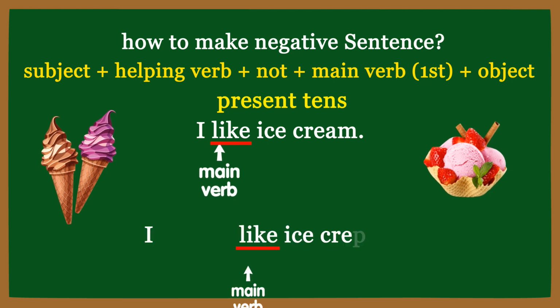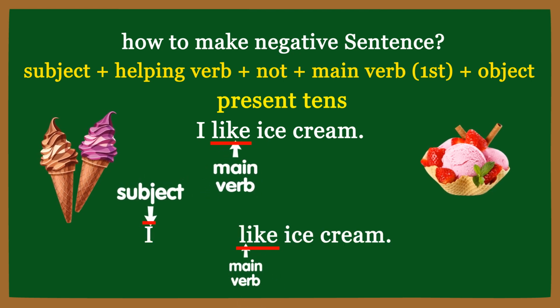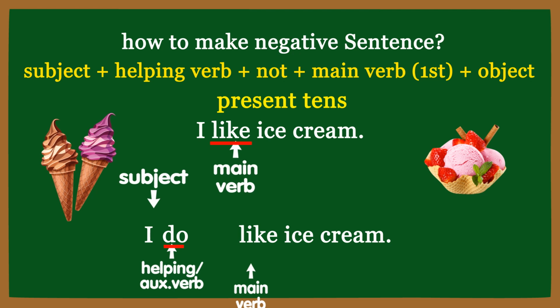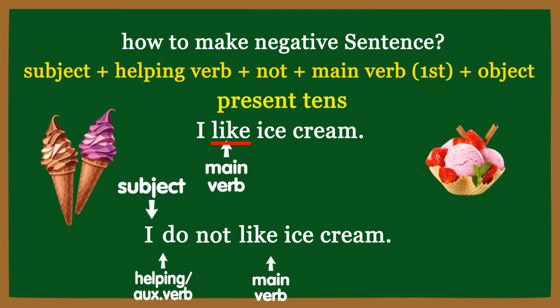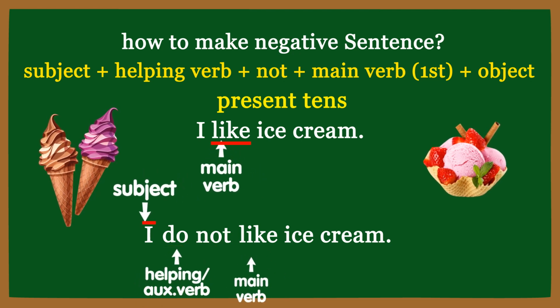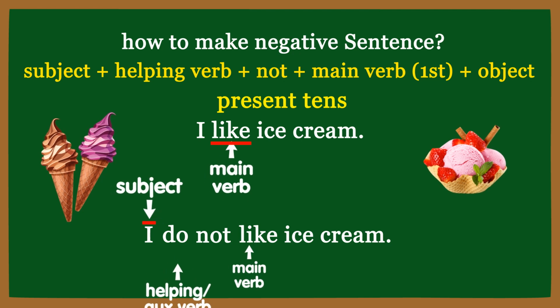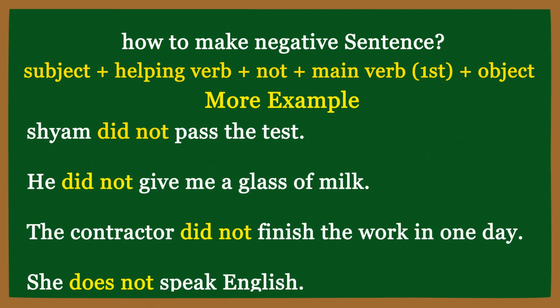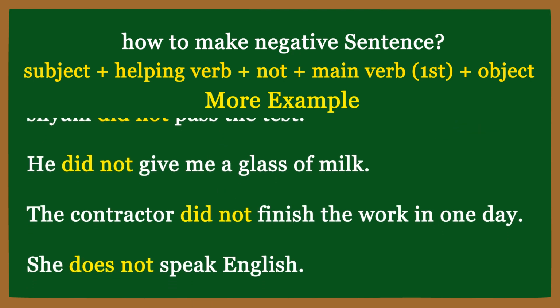So what do we do now? Well, we add the verb do as a helping verb in the sentence. Then, we put not next to it. I do not like ice cream. Let's see more examples. Shyam did not pass the test. He did not give me a glass of milk.